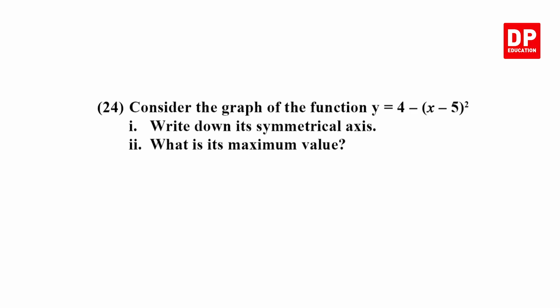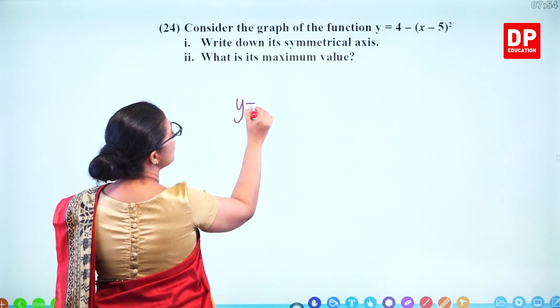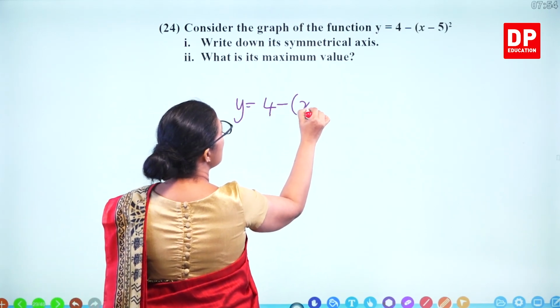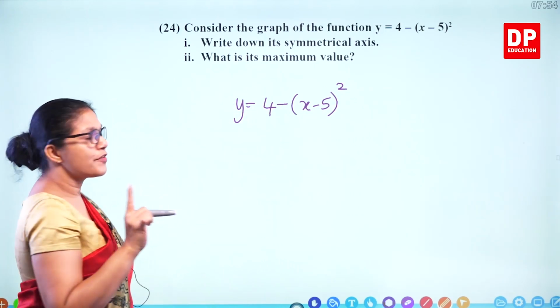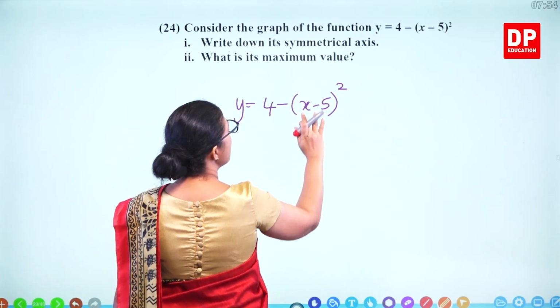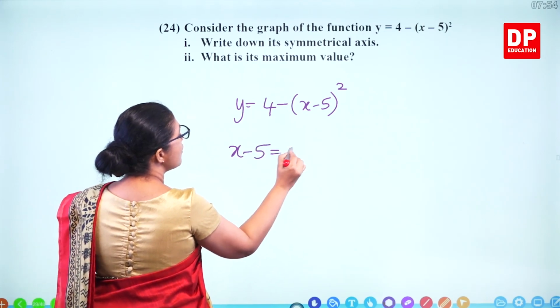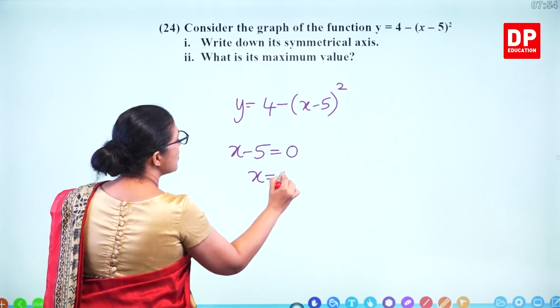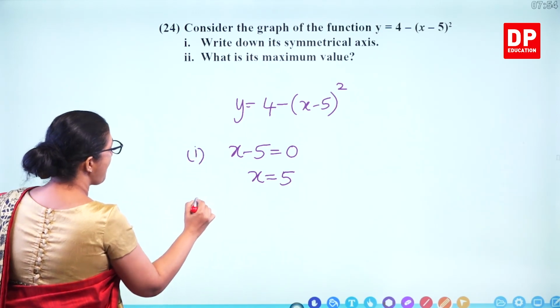Question number 24. Consider the graph of the function y equals 4 minus (x minus 5) whole squared. Write down its symmetrical axis. This is when x minus 5 is equal to 0. That means x equals 5 is the symmetric line.